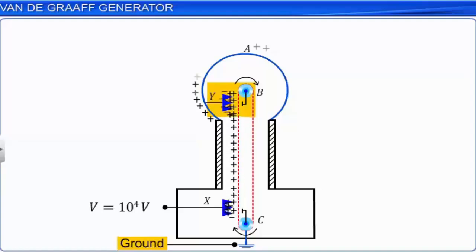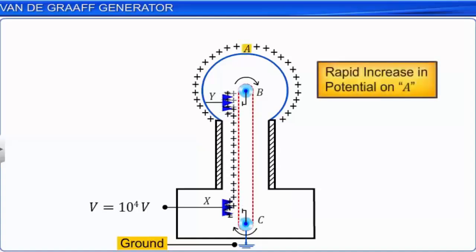Effectively, the positive charge on the belt is transferred to the sphere, and in a very short duration of time, the positive charge on the sphere moves to the outer surface and spreads uniformly. Thus, the device continuously transfers positive charge to the sphere A, and hence its potential keeps on increasing. The potential builds up till the corresponding electric field reaches close to the breakdown field of air, which is of the order of 3 × 10^6 volt per meter.